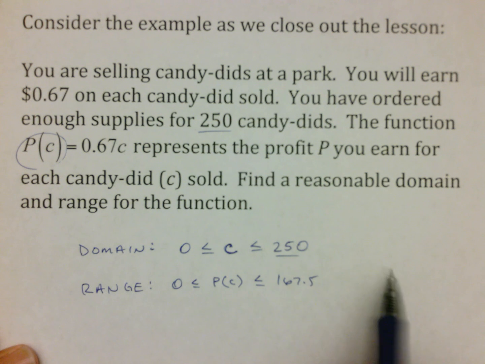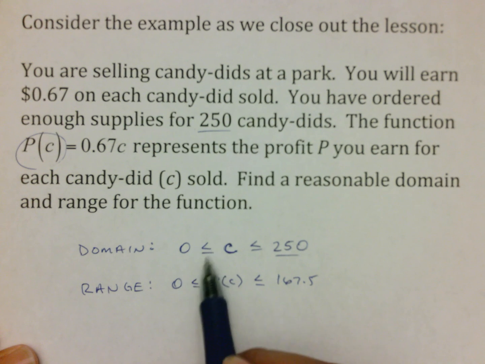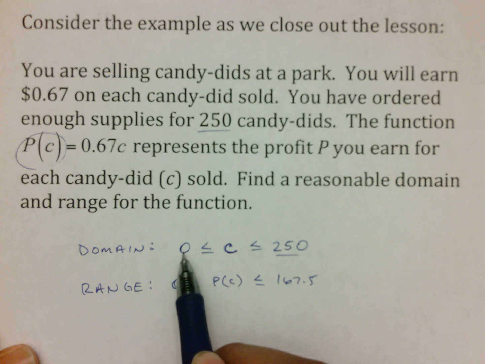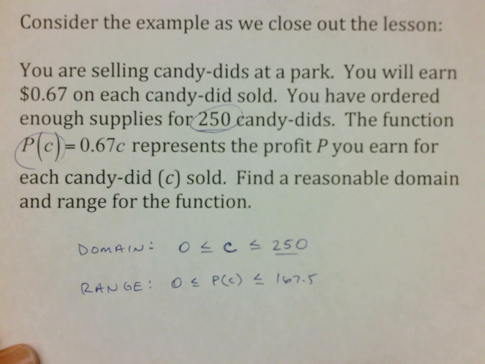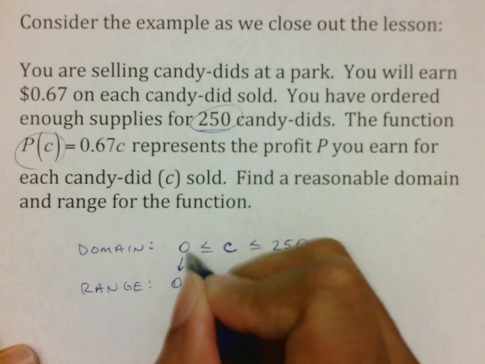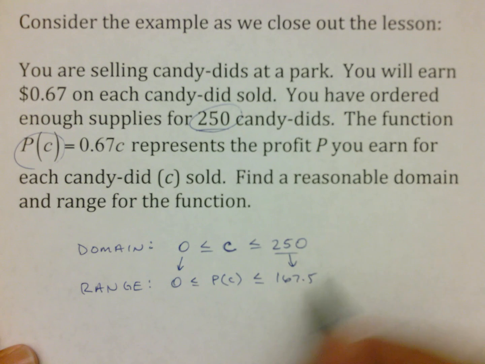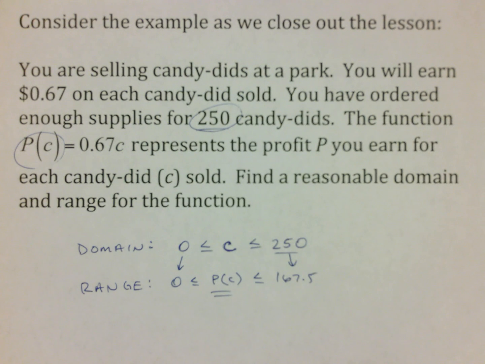So again, the key idea here is make sure you understand you can't sell fewer than 0. So 0 is your starting point. Also make sure you use less than or equal to, because both of these bounds are included. So you can't sell any less than 0. You can't sell any more than 250 because that's all the supplies I bought. And in terms of my range, it's that 0 candies leads to $0 and 250 leads to 167.5 bucks. Just don't forget that you have to put that function part there as it is on the computer, otherwise it's going to mark you wrong. All right.